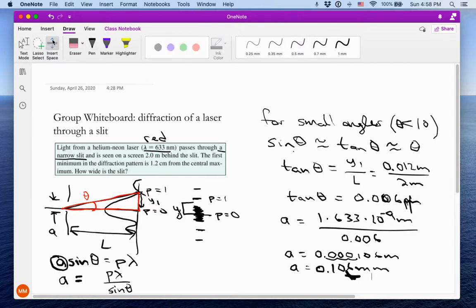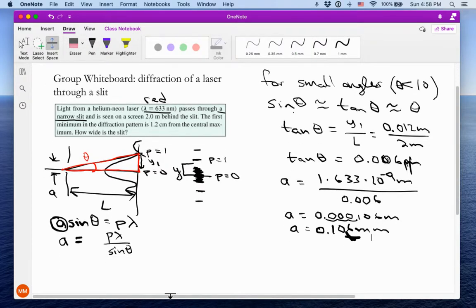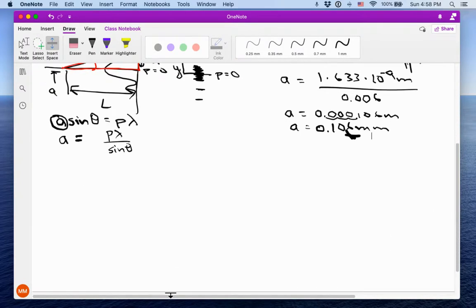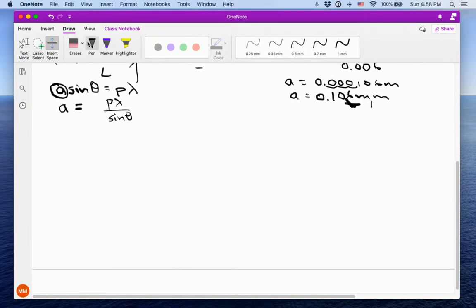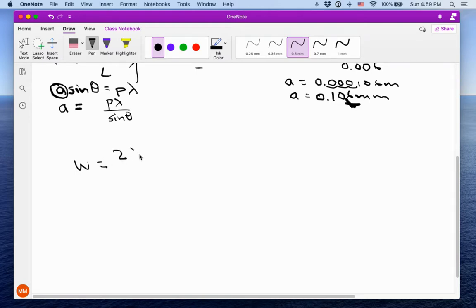And I'm going to do this problem again a different way. We can just use one of the equations that you have. So I want to use the equation W is equal to 2 lambda L over A. And we learned about that in the lecture that we had. So we're just going to see what we can do with this.